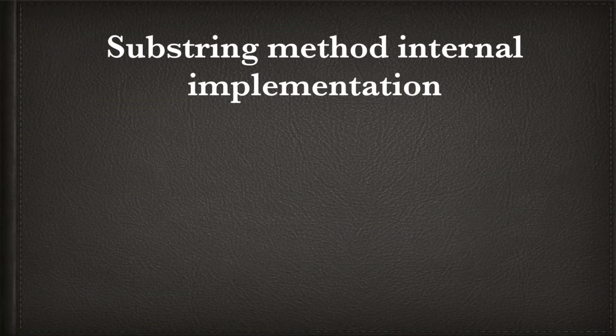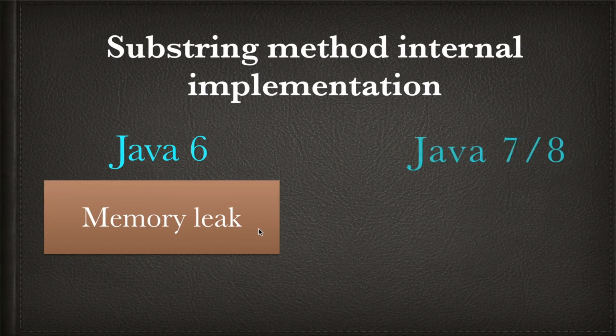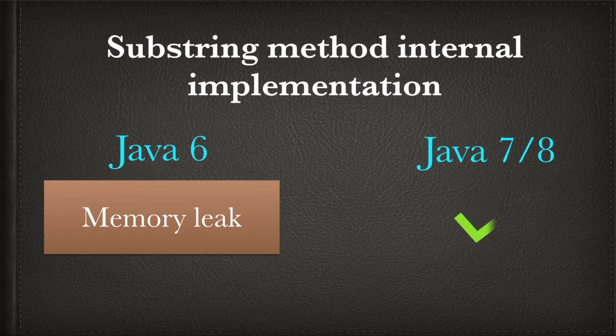So now let's start talking about the internal implementation of the SUBSTRING method. Why is this SUBSTRING method so important from an interview perspective? Because of its internal implementation. If we talk about Java 6, with the SUBSTRING method we had a memory leak issue, okay, and this particular issue got fixed in Java 7 and in later versions of Java.